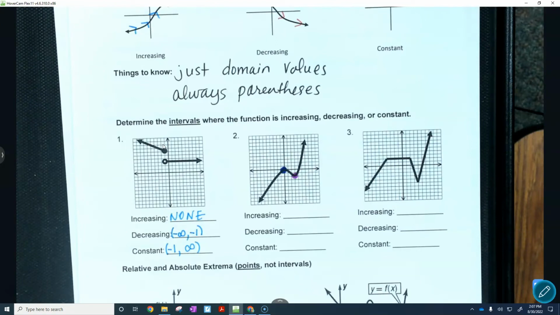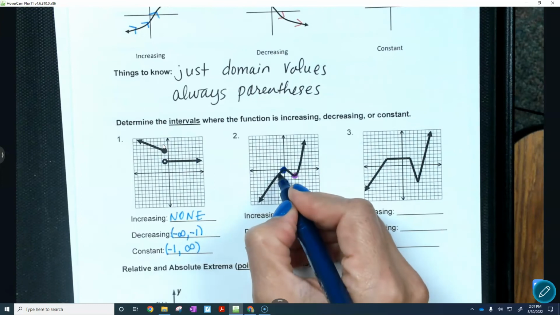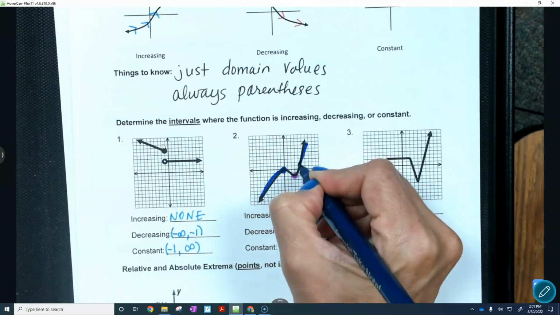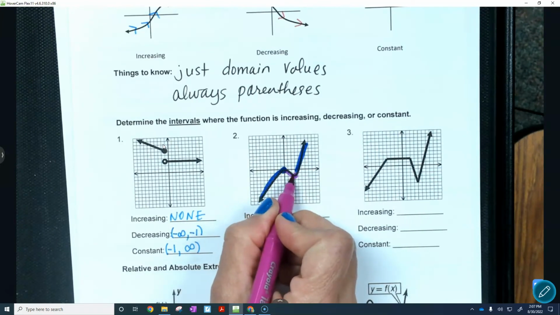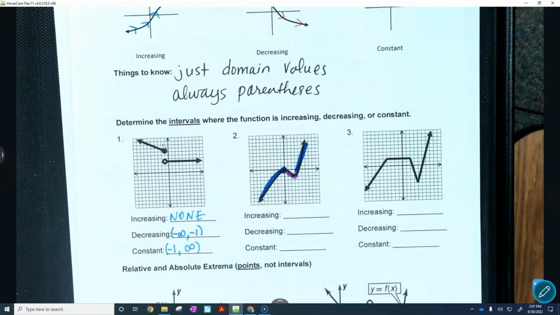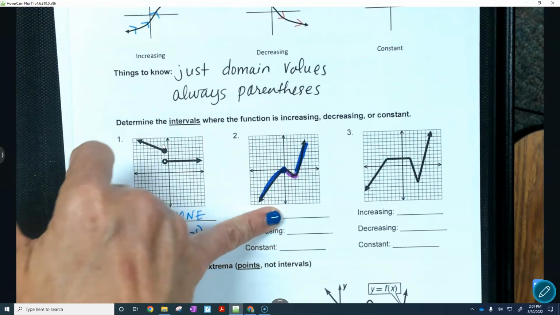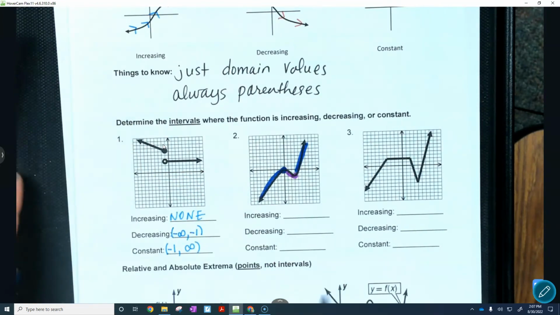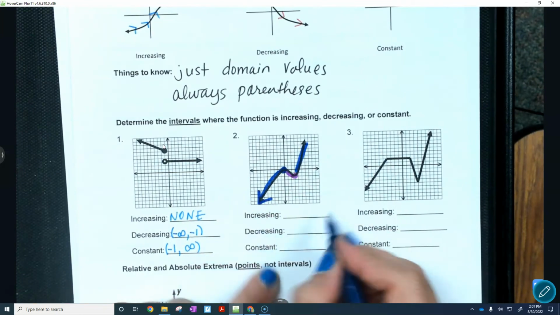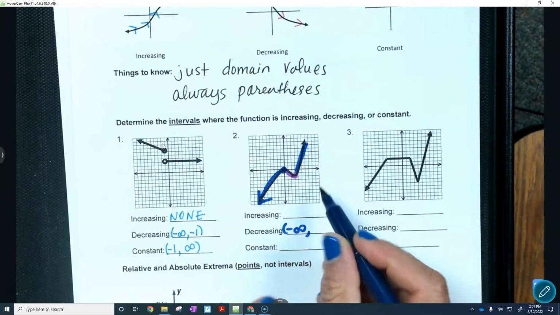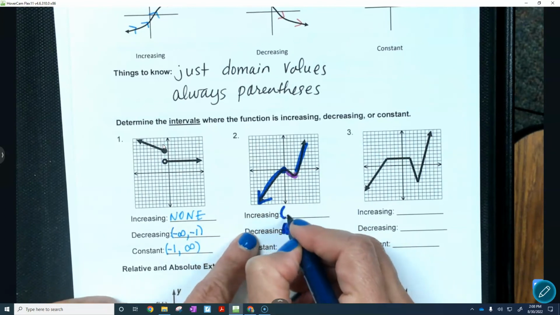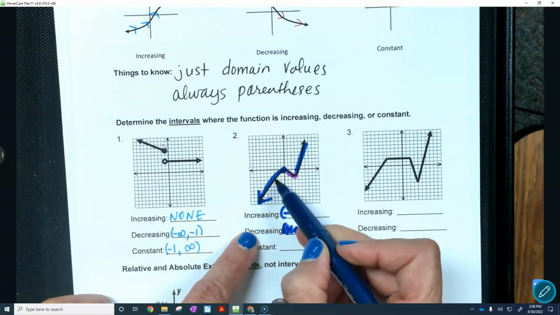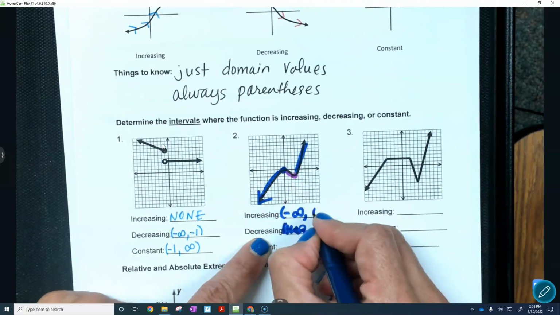So on this, if you guys notice, we have 2 places where it's increasing. And just a little baby spot right here where it's decreasing. Which means I need to have 2 answers on my decrease line and only 1 answer on my increase line. So for the decrease, I start on negative infinity. No, I'm so sorry. That's so wrong. That's increasing. I'm walking uphill. It's increasing from negative infinity all the way to the origin.